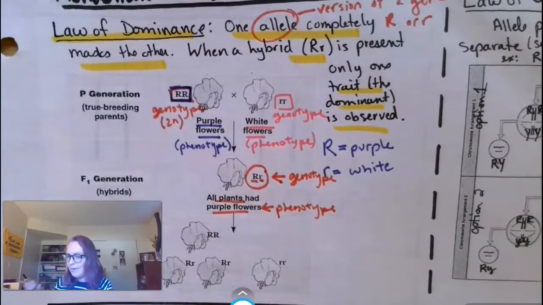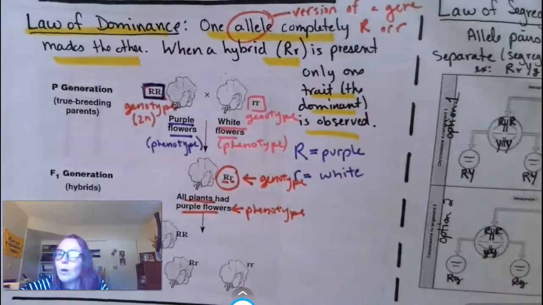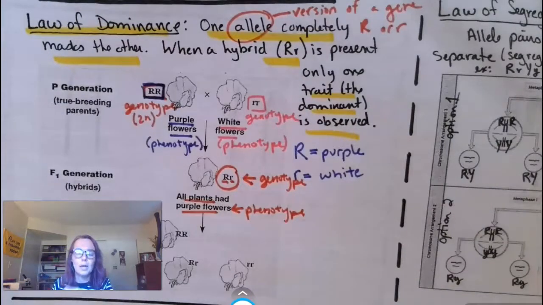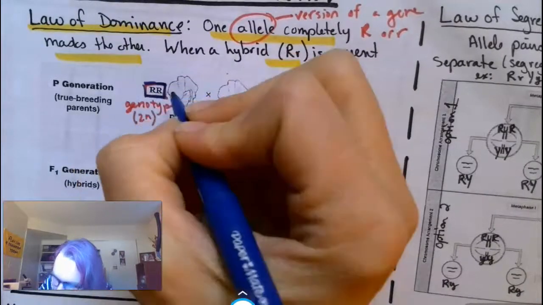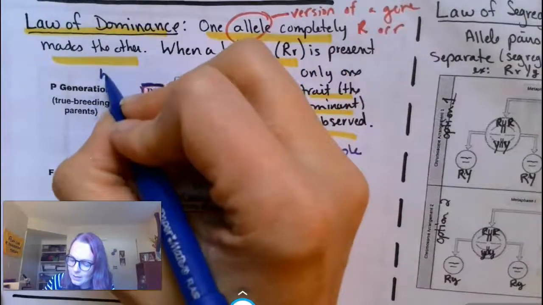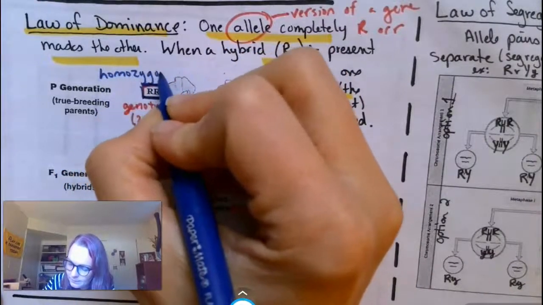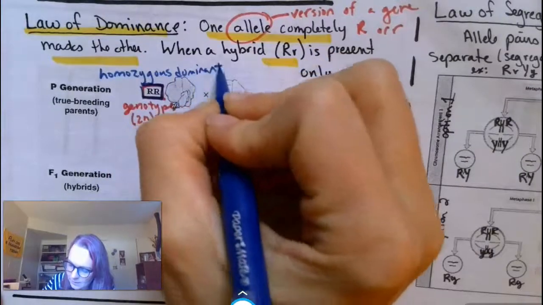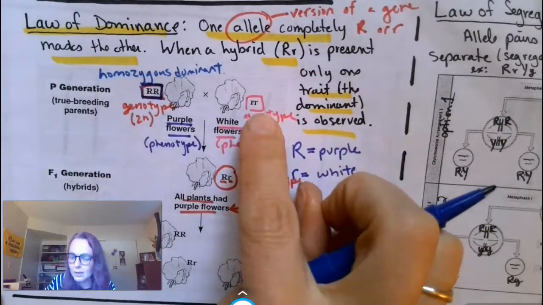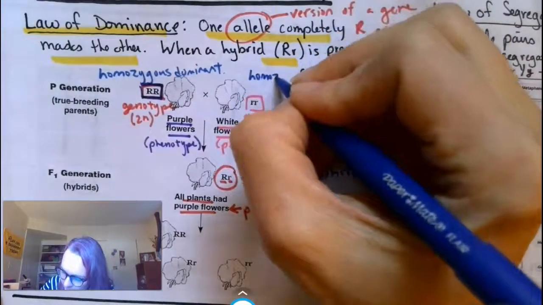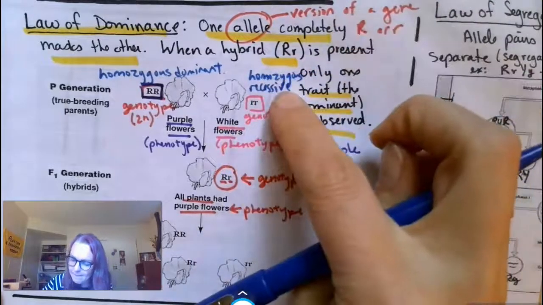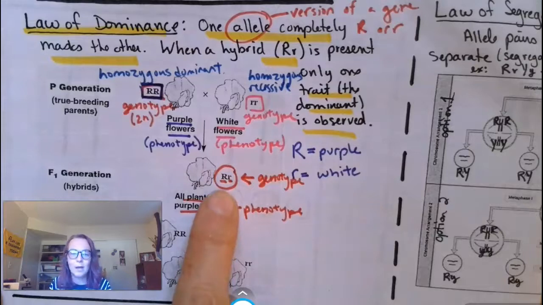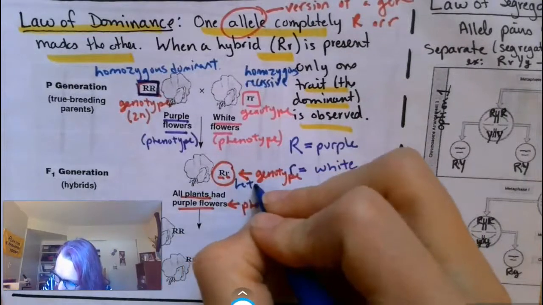Okay. There's some other keywords here that we should know. One of the other keywords we should know is homozygous versus heterozygous. When a genotype has two big alleles, two dominant alleles, it's known as homozygous dominant. When a genotype has two small alleles, it's known as homozygous recessive. Homo means same. When a genotype has one dominant allele and one recessive allele combined, then that's known as heterozygous.